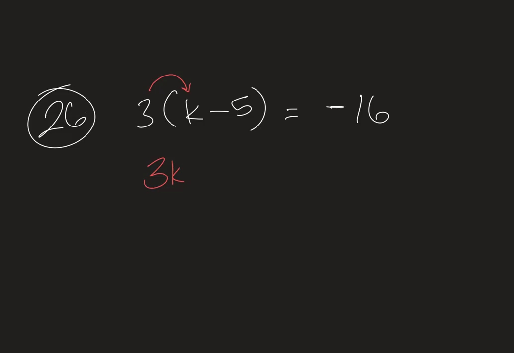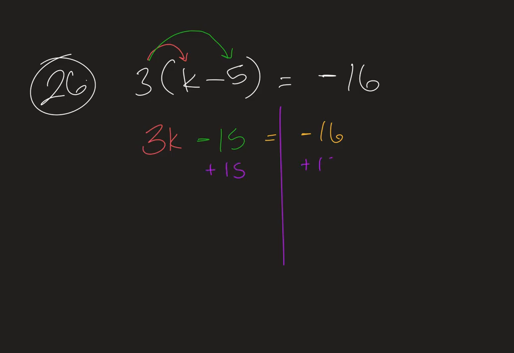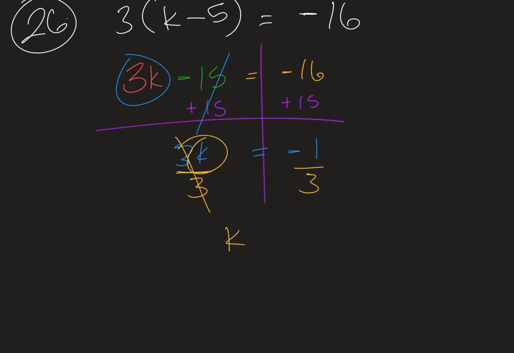So we're going to distribute 3 times k, and then 3 times negative 5 is negative 15. That equals negative 16. Now, we are going to add 15 to both sides. Why are we adding? Because we want to get k by itself, and what's happening to k is it's being subtracted by 15. So, bye-bye. Keep the 3k. Negative 16 plus 15 is negative 1. And then we are going to divide by 3. Why? Because k was being multiplied by 3. And now we have our answer of negative 1/3.